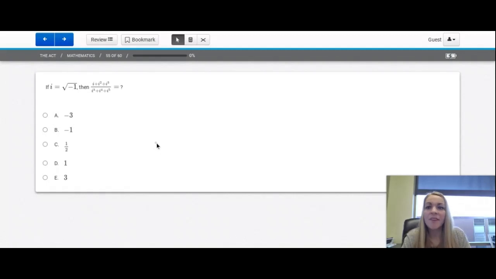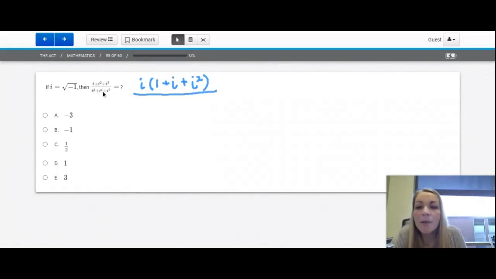Question number 55. If i equals the square root of -1, then i plus i squared plus i cubed over i cubed plus i to the 4th plus i to the 5th equals what? This problem can be done by factoring. What I'm going to do is factor an i out of the top because all 3 of these terms have an i in them. So I have i. What I have left then is 1 plus i plus i squared. And then on the bottom, the greatest common factor of these 3 terms is i cubed. And then I'm left with 1 plus i plus i squared.